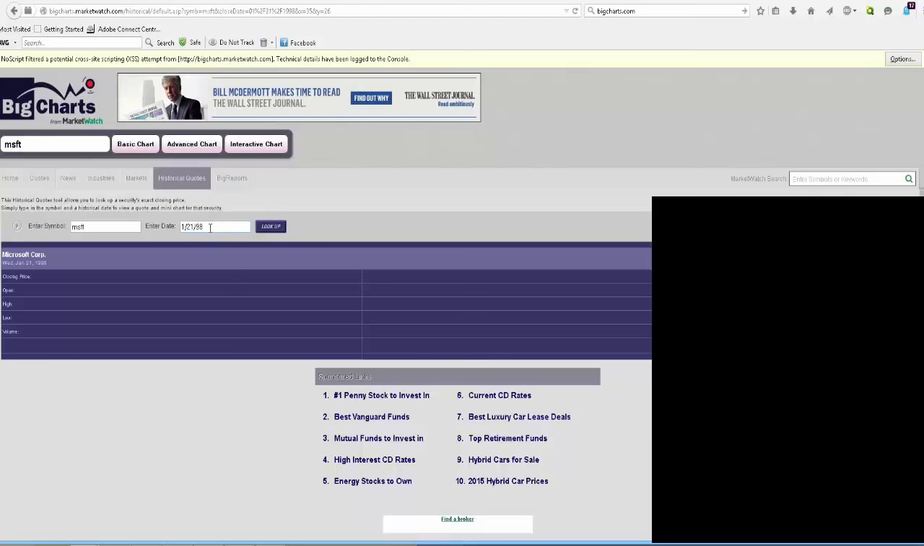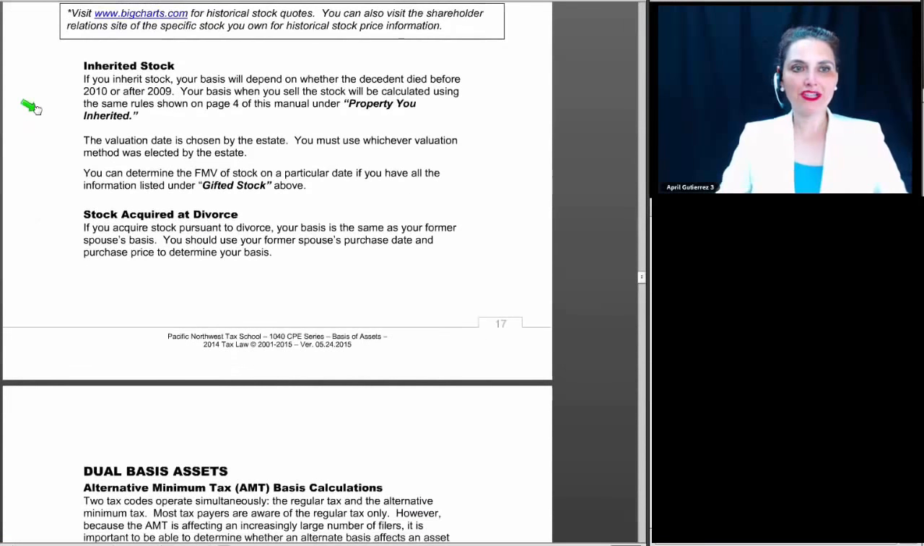But there eventually is a limit where when I'm looking up on Big Charts, it just doesn't go back in time that far. And if you want to get more information than that out of Big Charts, you have to subscribe and pay a user fee. But you can still get lots of useful information without having to do that. That's a brief look at Big Charts, and of course Big Charts comes in totally handy when you're trying to look up the basis of inherited stock. You simply go there, you enter the symbol for the stock, you enter the date of death, you find the high, you find the low, you average the two, and presto, you're done.